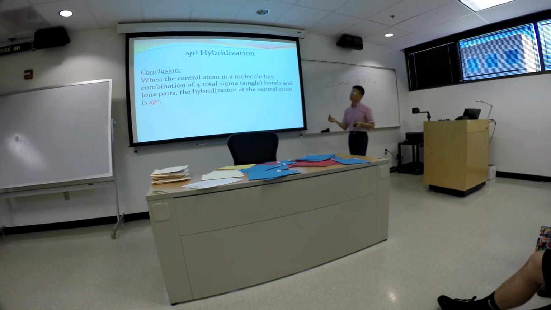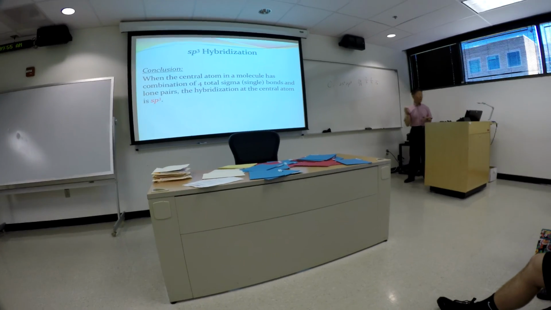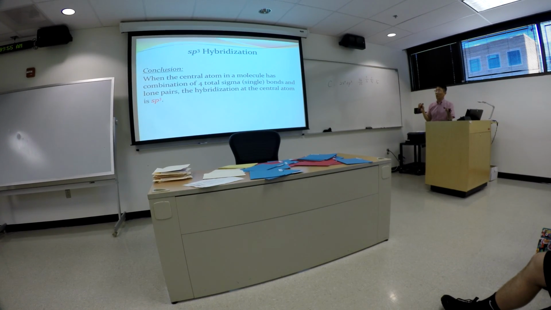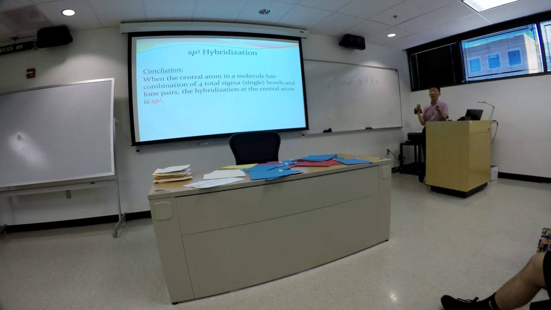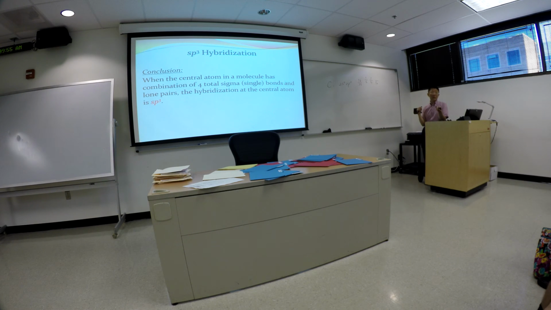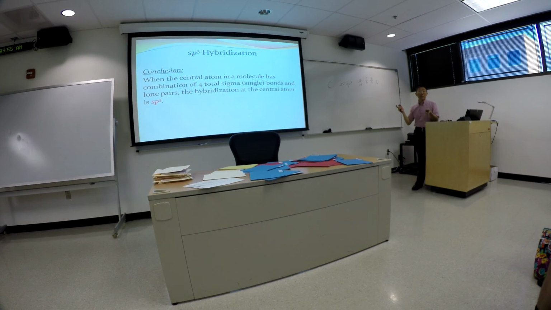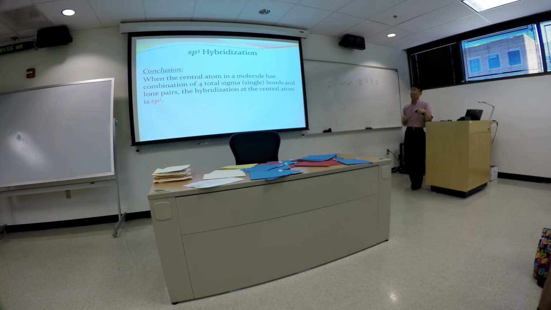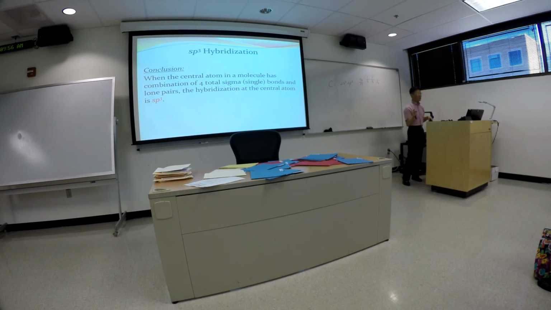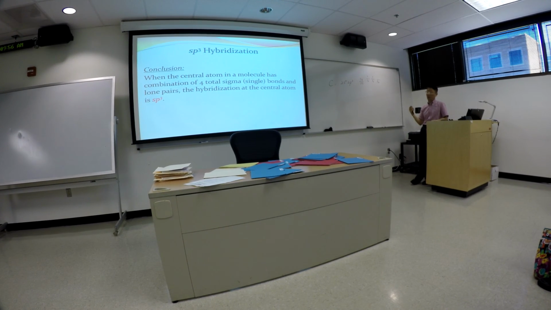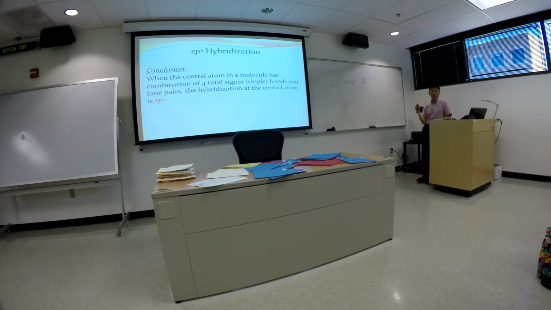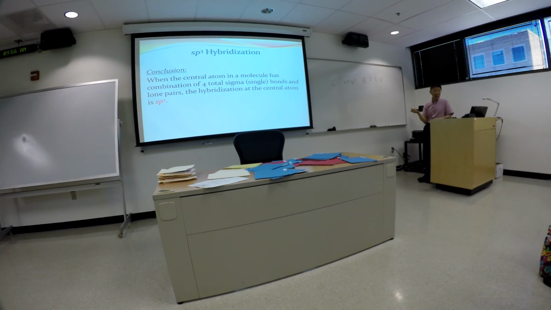Okay. So in conclusion, we say the central atom in a molecule with the combination of total sigma bonds or lone pairs, as long as you have 4 valence electron pairs on the central atom, the hybridization at the central atom is sp3. Now remember, one of the objectives that we need you to be able to do is predict the hybridization pattern on the central atom. So when you have 4 valence electron pairs on the central atom, it's sp3. Water, 4 valence electron pairs. Anything that has a tetrahedral electron group geometry, you have an sp3 hybridization.